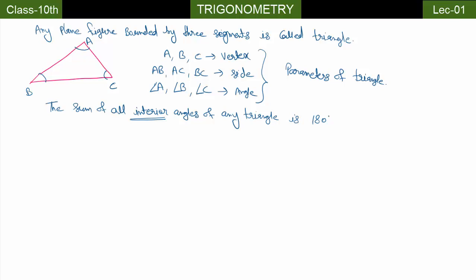There are 3 interior angles of a triangle. So if I add them all, I will get 180 degrees. So I can say angle A plus angle B plus angle C is equal to 180 degrees. That's the formula we have to memorize. In this relation, if I am given any 2 angles of the triangle, I can find the third angle using this formula.